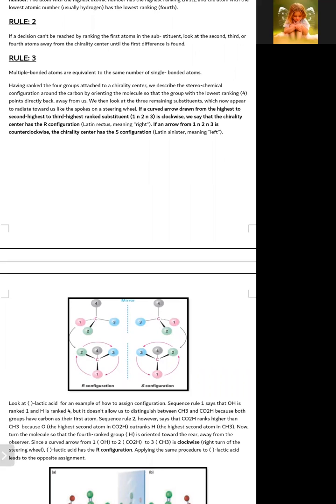Having ranked the four groups attached to the chirality center, we describe the stereochemical configuration around the carbon by orienting the molecule so that the group with the lowest ranking points directly back away from us. If a curved arrow drawn from the highest to the second highest to the third highest ranked substituent is clockwise, we say that the chirality center has R configuration. If the arrow from the first to the second and third is counterclockwise, the chirality center has S configuration.